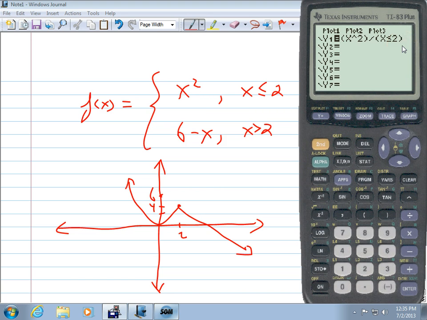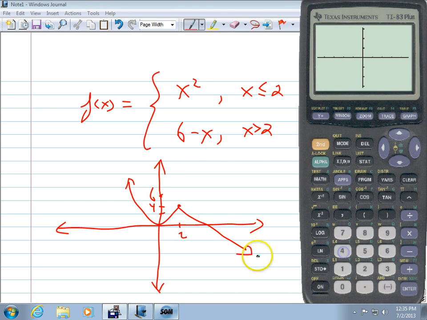What's anything divided by 1? Itself. So it's going to graph x squared. But when x is less than or equal to 2 is false, this resolves to the number 0. And remember what happens when you divide by 0. It's undefined, so it won't graph. So there you go. Well, that's not a good window.